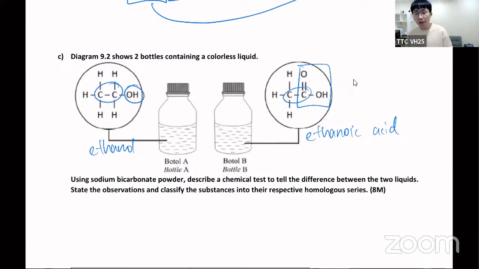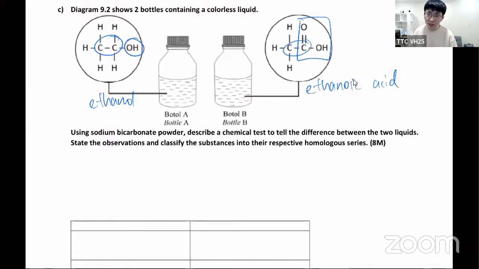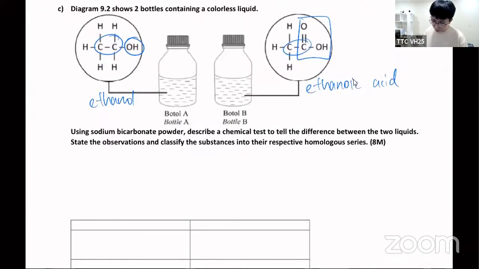Okay, so if you put base, okay, describe the test to tell the difference between the 2 liquids. State the observation, classify them into their respective homologous series, 8 marks. Okay, and do you see a table provided? So what we can do from here, they want you to describe a test first. So it means you actually take sodium bicarbonate, throw into the 2 different chemicals here.